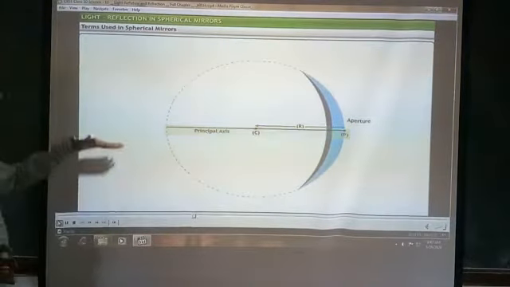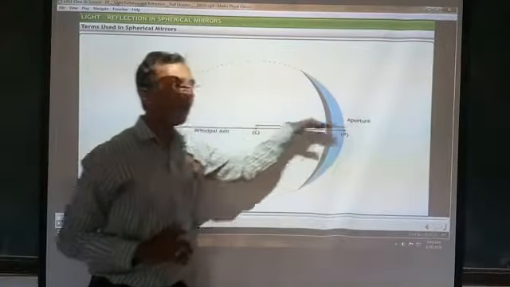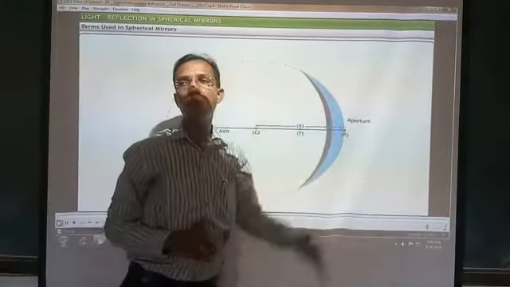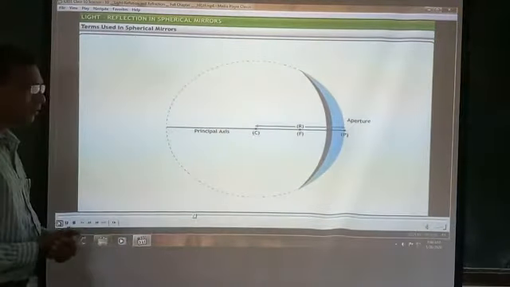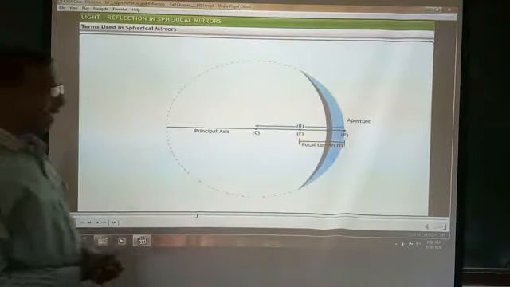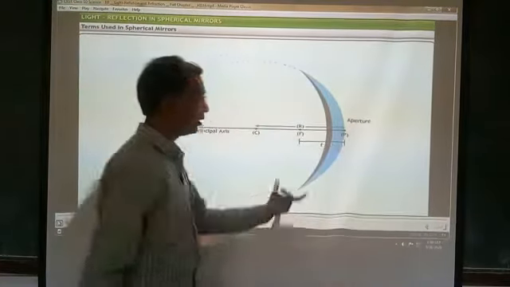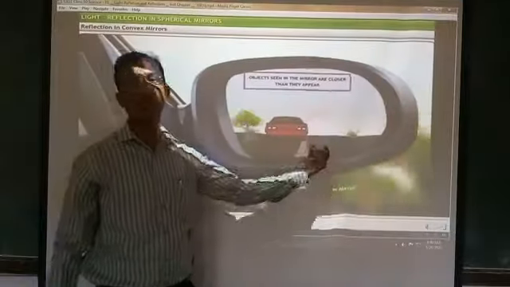Now the principal axis is the imaginary line passing through the center of curvature and the pole. All these are the definitions related to the spherical mirror. Now the focal length: the distance between the focal point and the pole is known as the focal length.